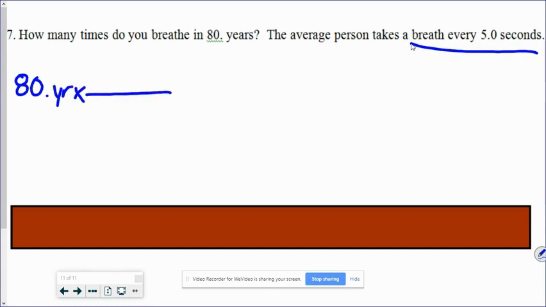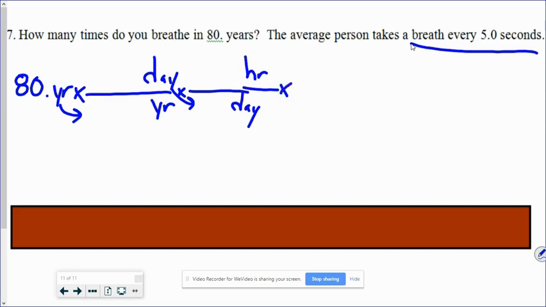Multiplication sign, division bar, whatever's up here goes down here. Years. What can I convert years into? I can convert years into days. Don't want my answer in days. I want my answer in number of breaths. So whatever's up here goes down here. Days. What can I convert days into? I can convert days into hours. Okay, multiplication sign, division bar, whatever's up here goes down here.